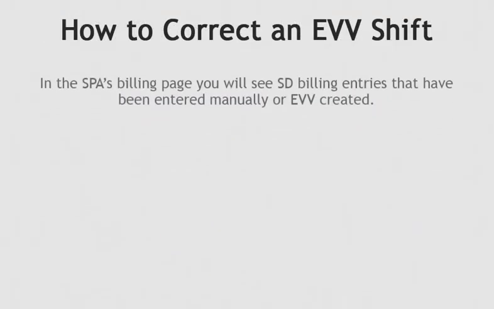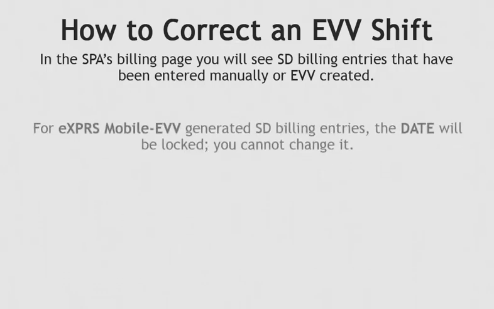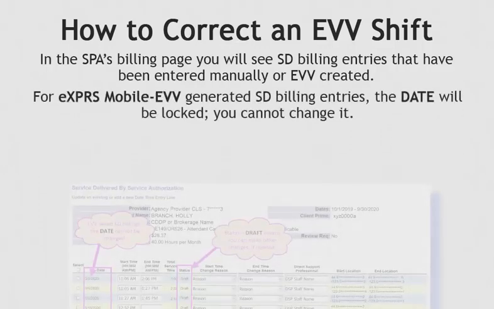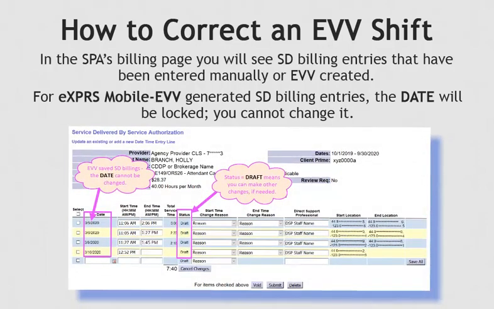In the Authorizations Billing page, you'll see all the SD billings that have been created against it, including those by DSP staff using Express EVV. You can identify Express EVV created billings by a couple of features. First, the date will be static and locked. It cannot be changed. Second, the SD billing will show with a status of draft.